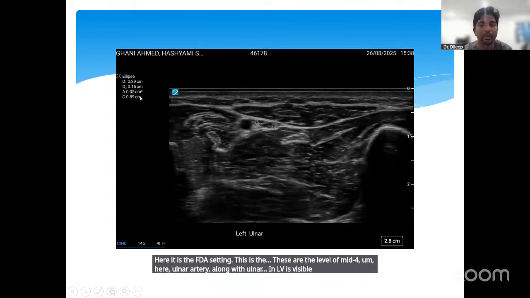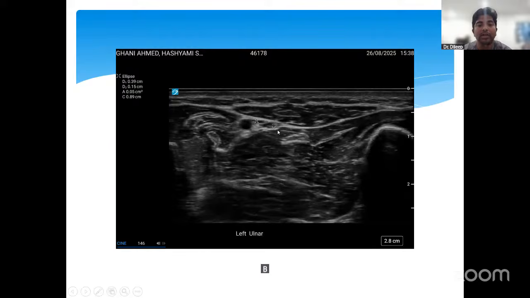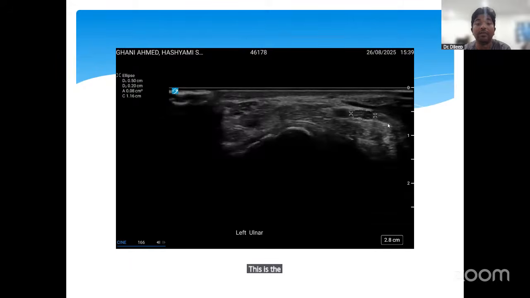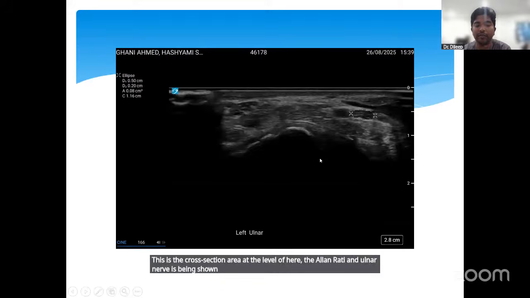Here the cross section is around 5 millimeter square, which shows a branching, with the branch to the dorsal cutaneous branch having started here in the mid forearm. This is the cross section area at the level of the wrist. Here the ulnar artery and ulnar nerve are being shown. Here this is the pisiform bone.